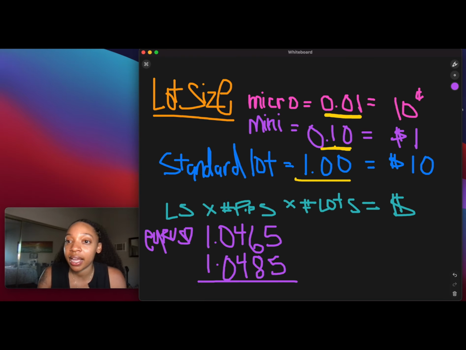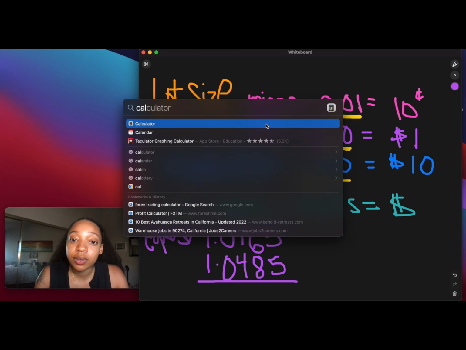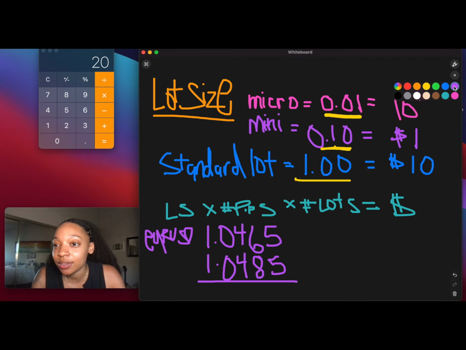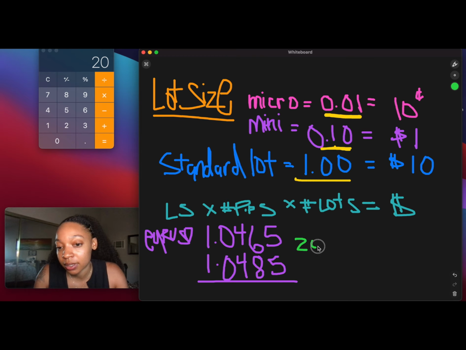Let me get out my calculator. All right, let's do this. Okay, 20 pips. Woo, we made money. Let's do green for the money. So this is 20 pips.